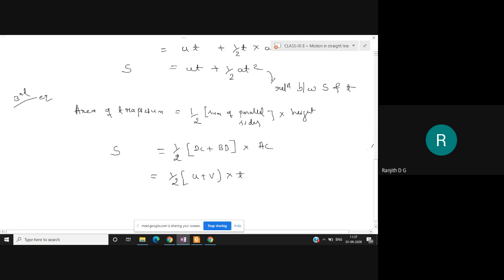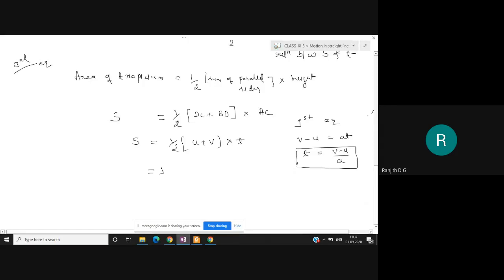Now what you need to do is remove this t. I don't want t in this expression. For that, again, I'm going to use the first equation. From the first equation, we know that v minus u is equal to at, or else I can write t is equal to v minus u by a. I need to bring back what is t from the first equation, so substitute t in terms of v minus u by a. Am I right or wrong? The first equation, v minus u is equal to at, so t is equal to v minus u by a.